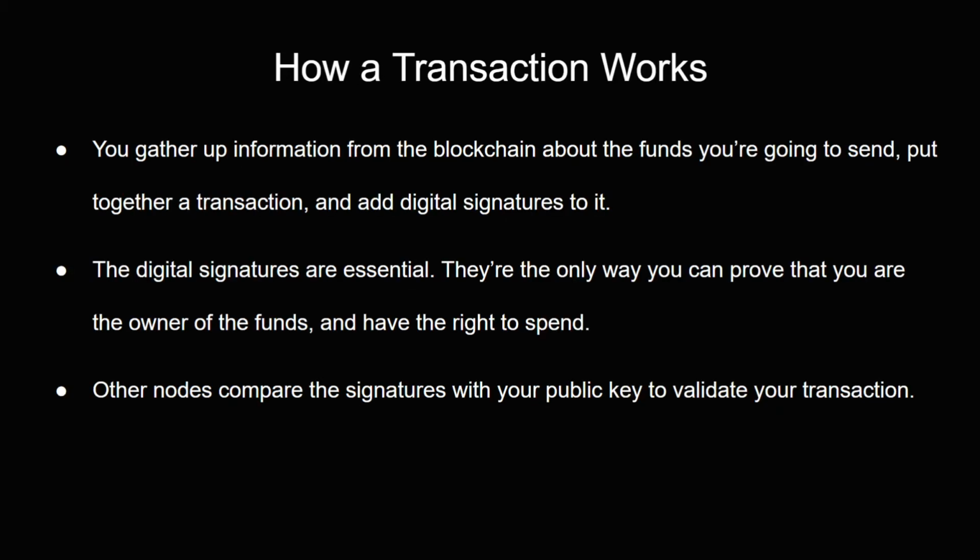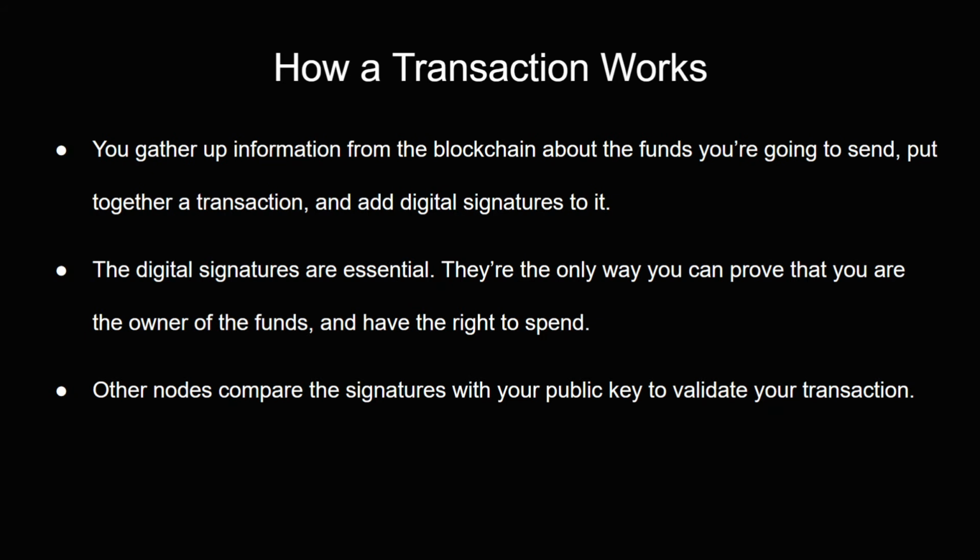Let's now look at how a transaction works. So what you do when you transact, or rather what your wallet will do, since a lot of this is abstracted away, is it'll gather up information from the blockchain about the funds you're going to send. It'll put together a transaction saying something like, I would like to spend these funds to this public address, and then you would add a digital signature to it. Now, the digital signatures are very important. They are created from your private key, and so by creating this signature, you can prove that you have the right to spend the funds.